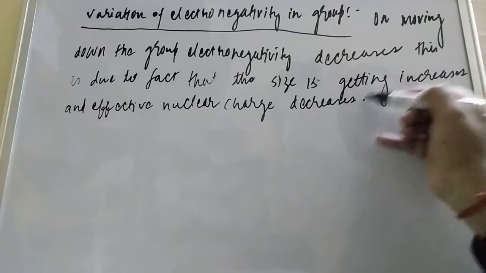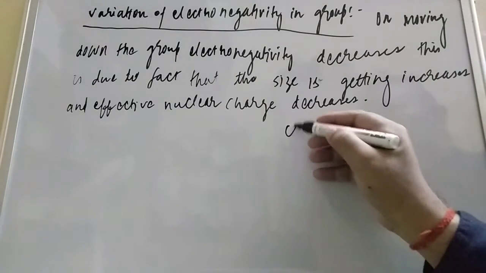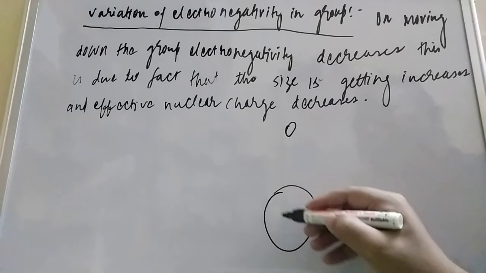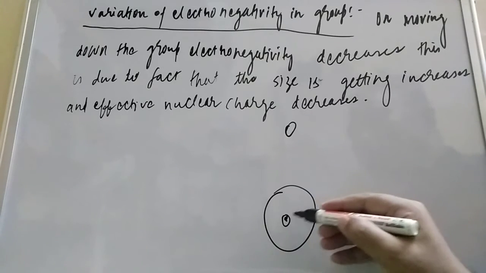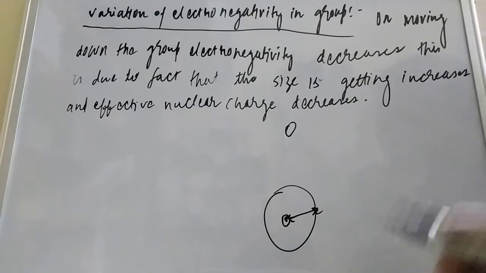Dear friends, what we are going to understand in this concept is that when you are moving down the group, the size is increasing. Size increasing means the force of attraction between the nucleus and the outermost electron is also decreasing.